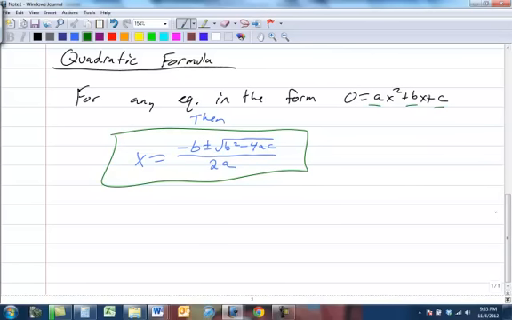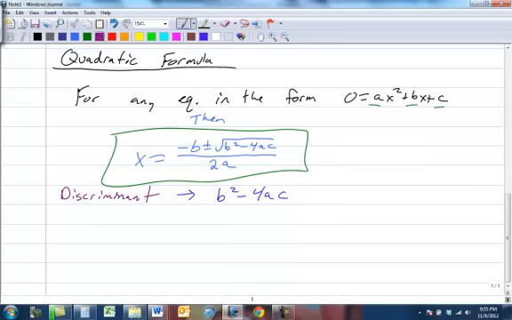Couple other things that go along with this. The discriminant. The discriminant is a certain part of the quadratic formula. The discriminant is b squared minus 4ac. That is, the discriminant is the part of the quadratic formula that's inside the square root. Notice there is no square root. I omitted the square root.